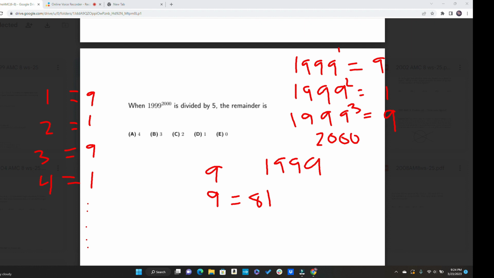Okay, so what's going to be the last digit of 1999 to the 2000th power? Well, we can notice that odd powers, so the first power and cubed, they both end in 9. And even powers like 2 and 4 end in 1. And this is always going to be the case, right? We've got a continuous pattern. So 2000 is an even number, right? So that means that 1999 to the 2000th power is going to end in 1, just like all the other even powers. So when you divide 1 by 5, the remainder is 1. Okay, moving on.